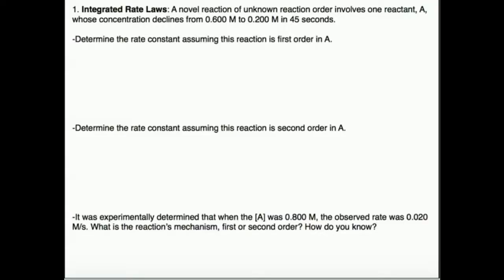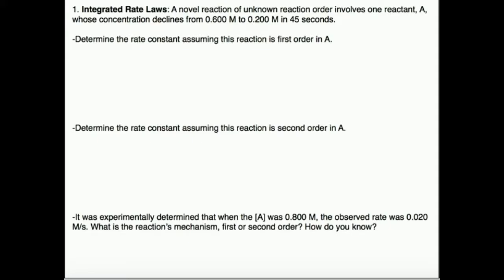Now what we're going to do is, given this data, it was experimentally determined that when the concentration of A was 0.8 molar, the observed rate was 0.02 molar per second. What is the reaction's mechanism, first or second order, and how do you know? So what we're going to do here is we are going to calculate the rate of the reactions using the rate laws and the corresponding rate constants.